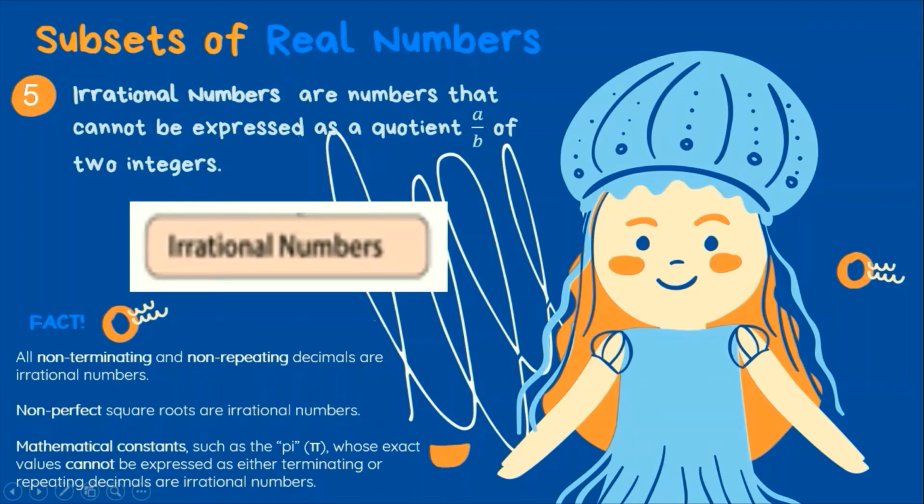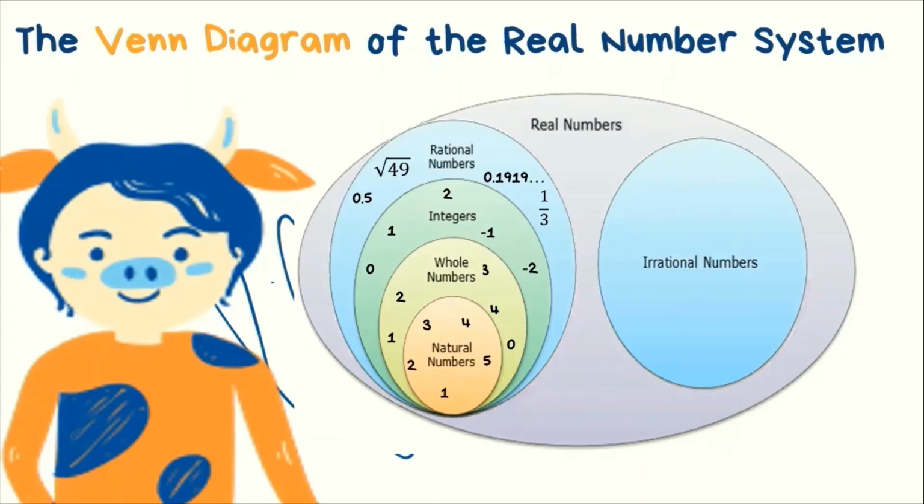Going back to the Venn diagram of real numbers, these are some of the examples of irrational numbers. Kung ang square root of 49 ay rational number dahil siya ay may exact value na 7, ang square root of 50 naman ay isang irrational number. Wala siyang exact value, hindi siya perfect square. Ang kanyang value ay non-terminating and non-repeating decimal.